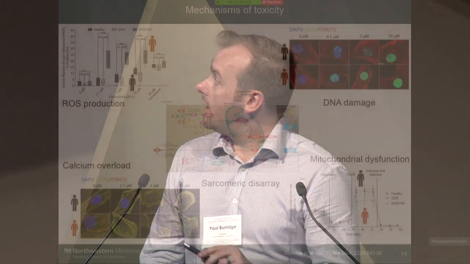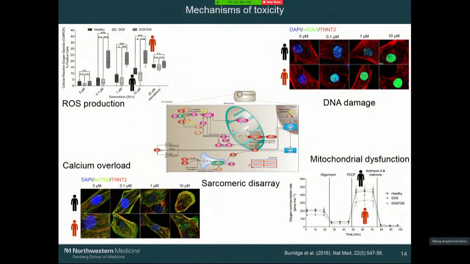We did a lot of drilling down into the mechanism, and to cut a long story short, we showed, much to my disappointment, that actually many different pathways are different between the iPS cells from patients that had toxicity and those that didn't have toxicity. So that includes reactive oxygen species production. You can see it's considerably higher. DNA damage at lower doses of doxorubicin, sarcomeric alignment, and an interesting phenotype to do with mitochondrial dysfunction.